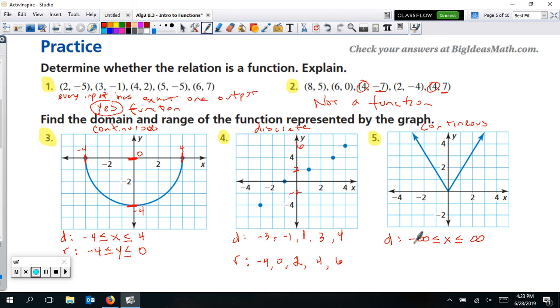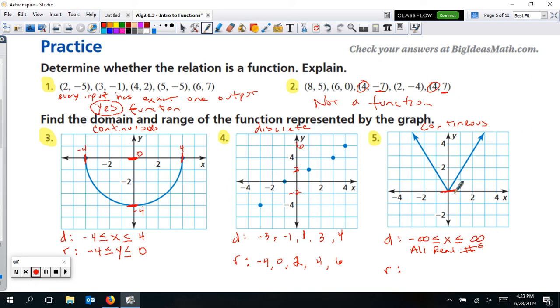We can also say it like this, all real numbers. That's another way you can say the same thing. I'm going to put a number sign there for numbers. So it can be this inequality with negative infinity to positive infinity with x in the middle, or you could say all real numbers. Now the range, this one's a little bit different because it definitely starts at 0.